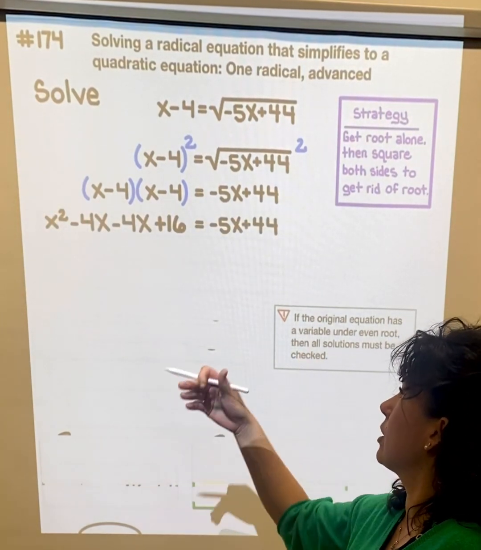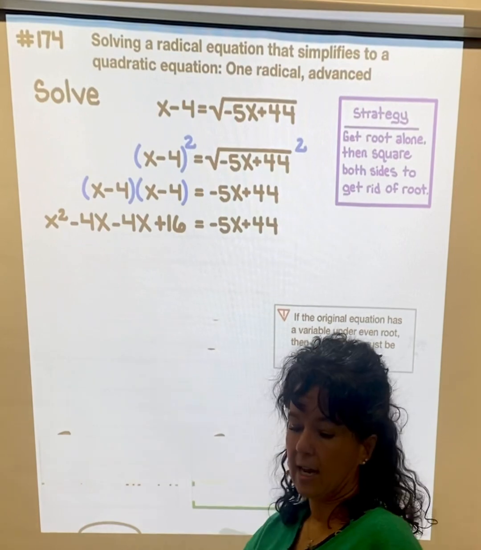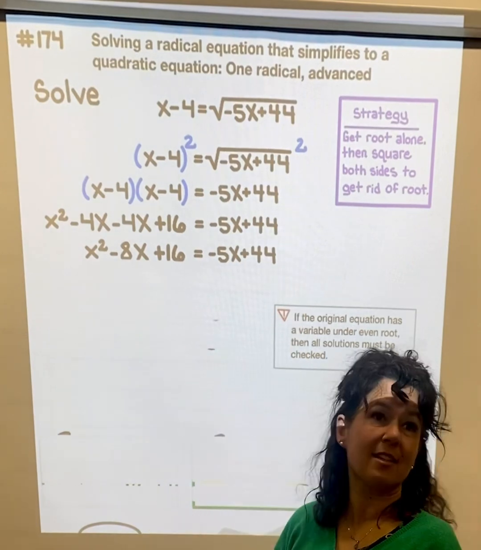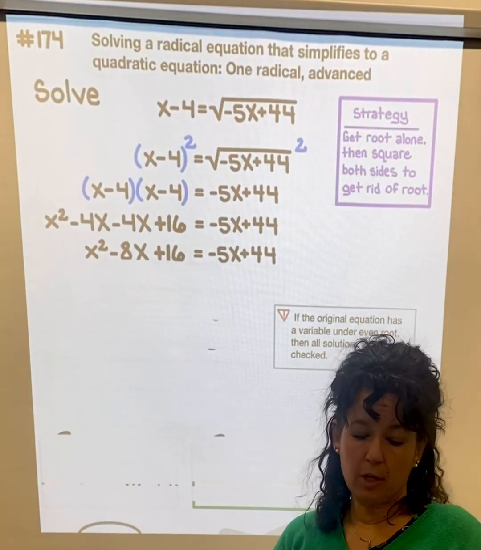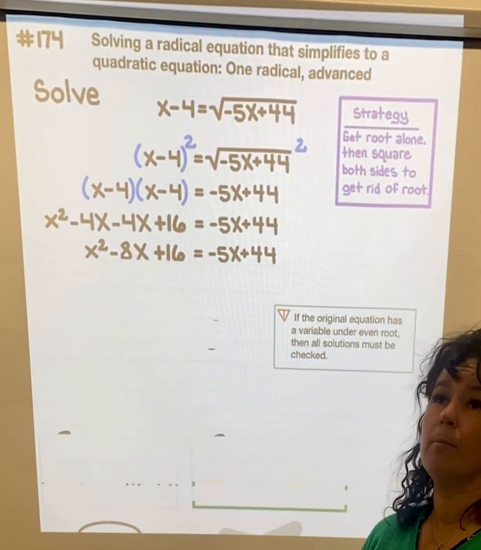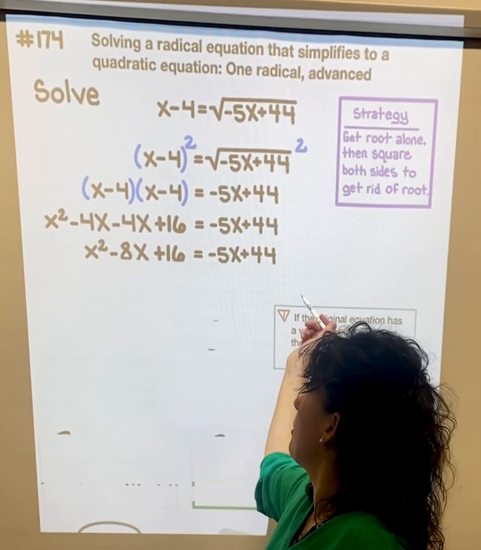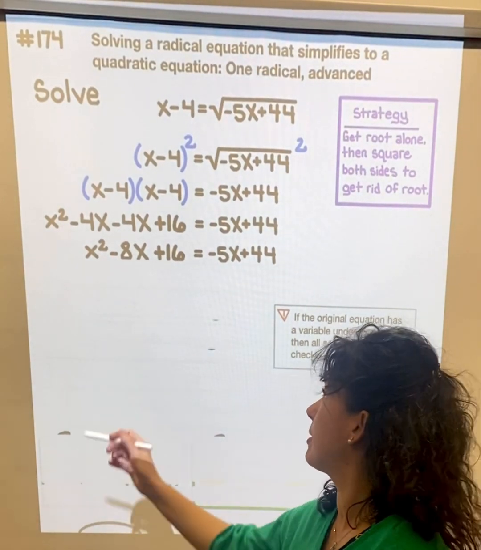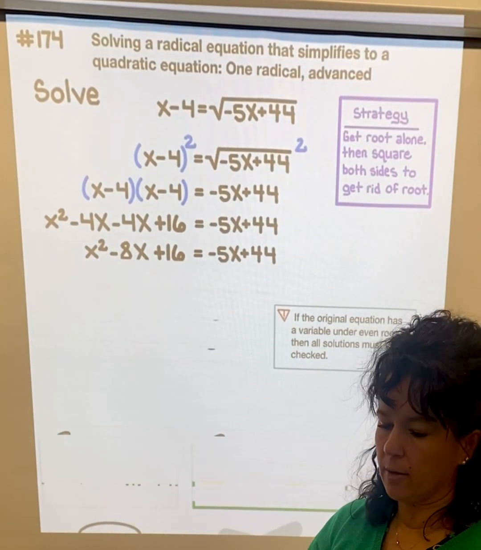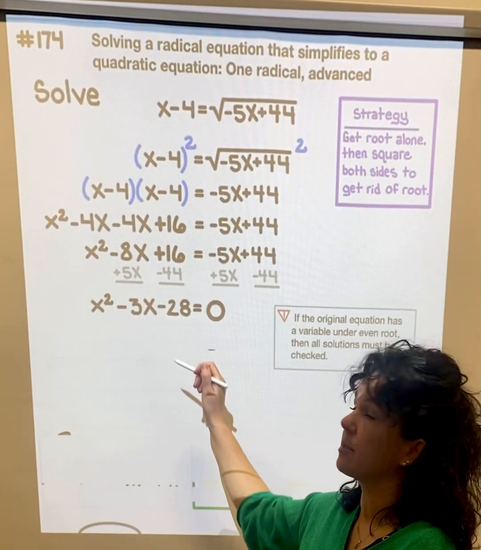Okay, now I have quite a few terms. I want to maybe simplify and then move everything to the same side. So I have negative 4x and negative 4x. That's going to give me negative 8x. I want to move everything to the same side. If I'm going to use the quadratic formula, it doesn't matter if my leading coefficient is positive or negative, but I'm hoping I can factor. So since this is a positive 1x squared, I'm going to move all the terms to the left to keep that leading coefficient positive. So let's add 5x and subtract 44. That's going to leave us with x squared minus 3x minus 28.